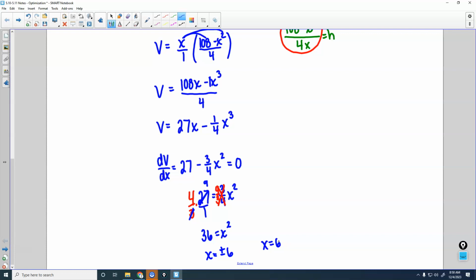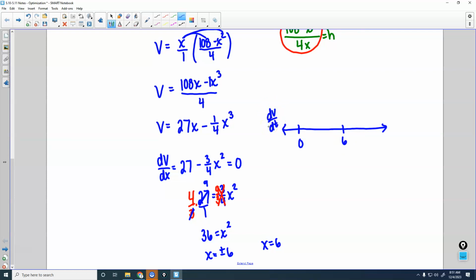There is a chance sometimes that it doesn't end up being your answer, that it's an extreme where either the lowest possible number or the highest possible number could be it. This is probably going to be our answer, but we'll just check. We know that our length of our side cannot be any lower than 0, so I'm going to put 0 here. We got 6. We got dv/dx.